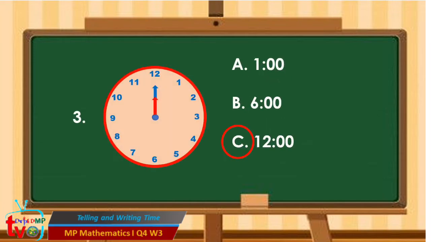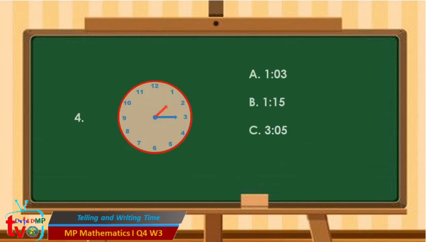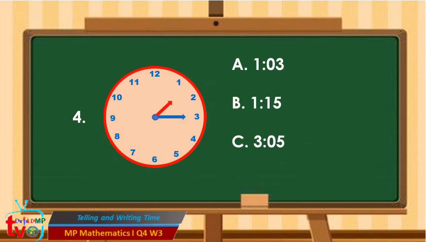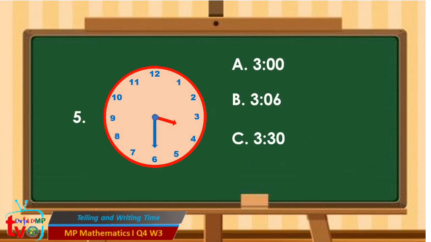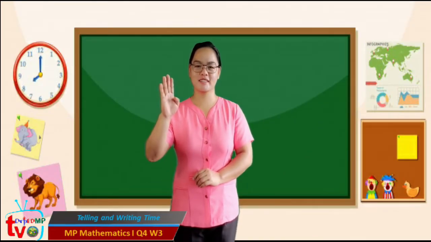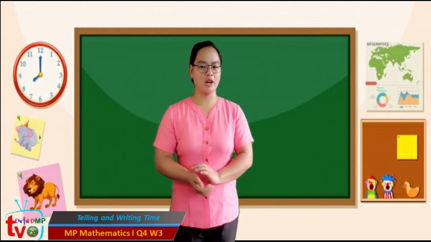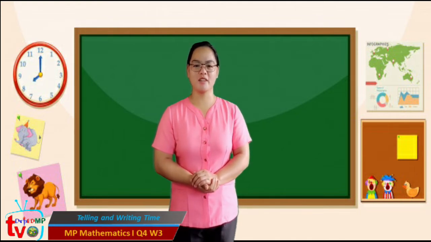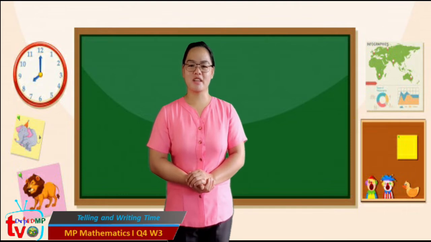C. Number 4. B. And number 5. C. Did you get 4 correct answers? Great! Don't worry if you got 3 and below. We still have many more exciting activities to do. Give yourself a clap for a job well done.